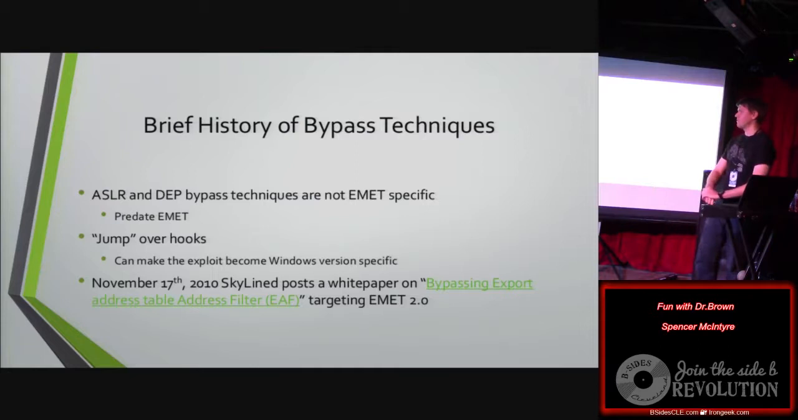Unfortunately, I could not find a resource that was the first mention of this technique. I know it's out there and a lot of people talk about it, but I could not find the oldest reference to it. I spoke about export address filtering a little bit earlier, EMET's EAF protection. Skylined had a fantastic white paper published in 2010 that discusses how to build your shellcode which will bypass the EAF filters.